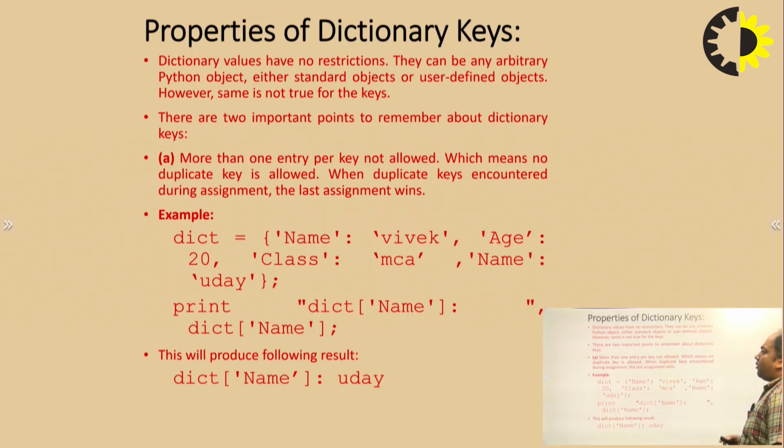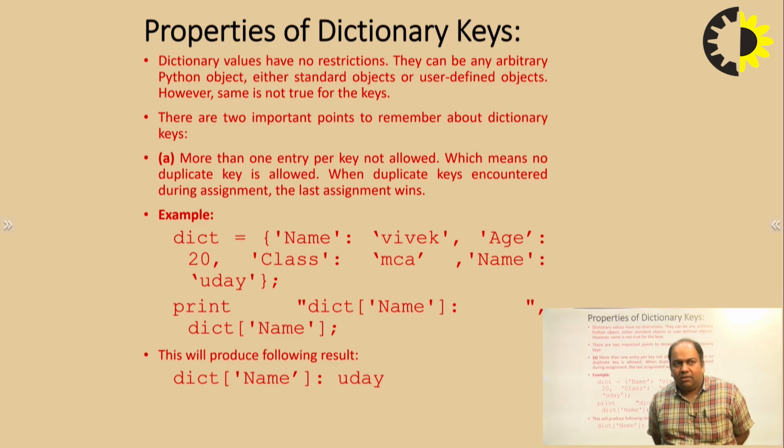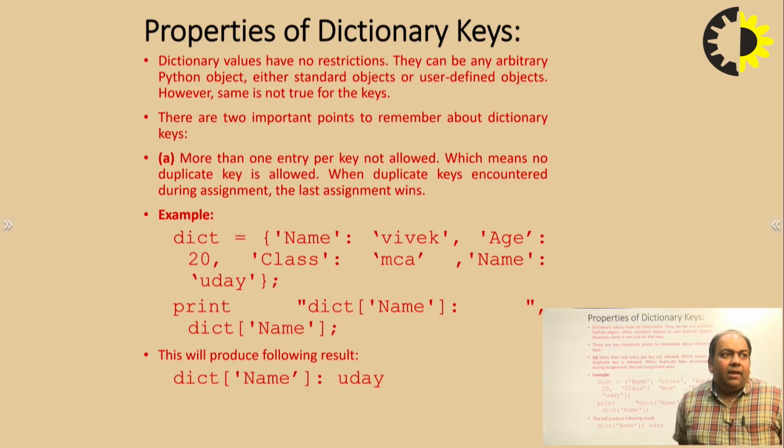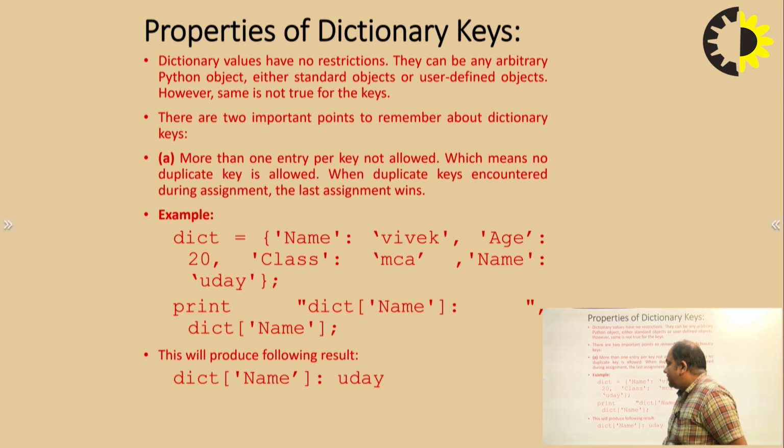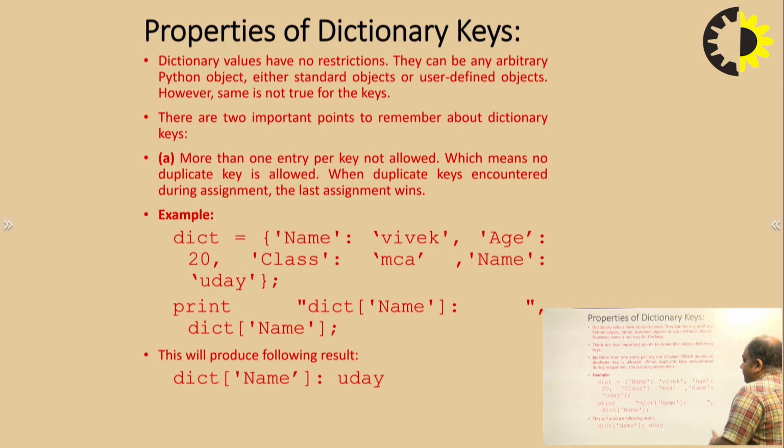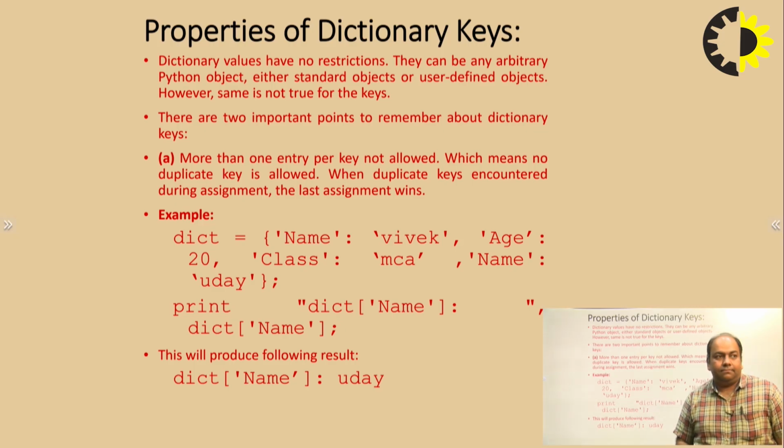Next, what are the properties of a dictionary? So dictionary values have no restrictions. They can be any arbitrary Python object or user defined object, and the same is not true for the keys. More than one entry per key is not allowed, which means no duplicate key is allowed, like the key name being defined twice inside the same dictionary. So it will show an error or it will update this name with Uday, not with Vivek.